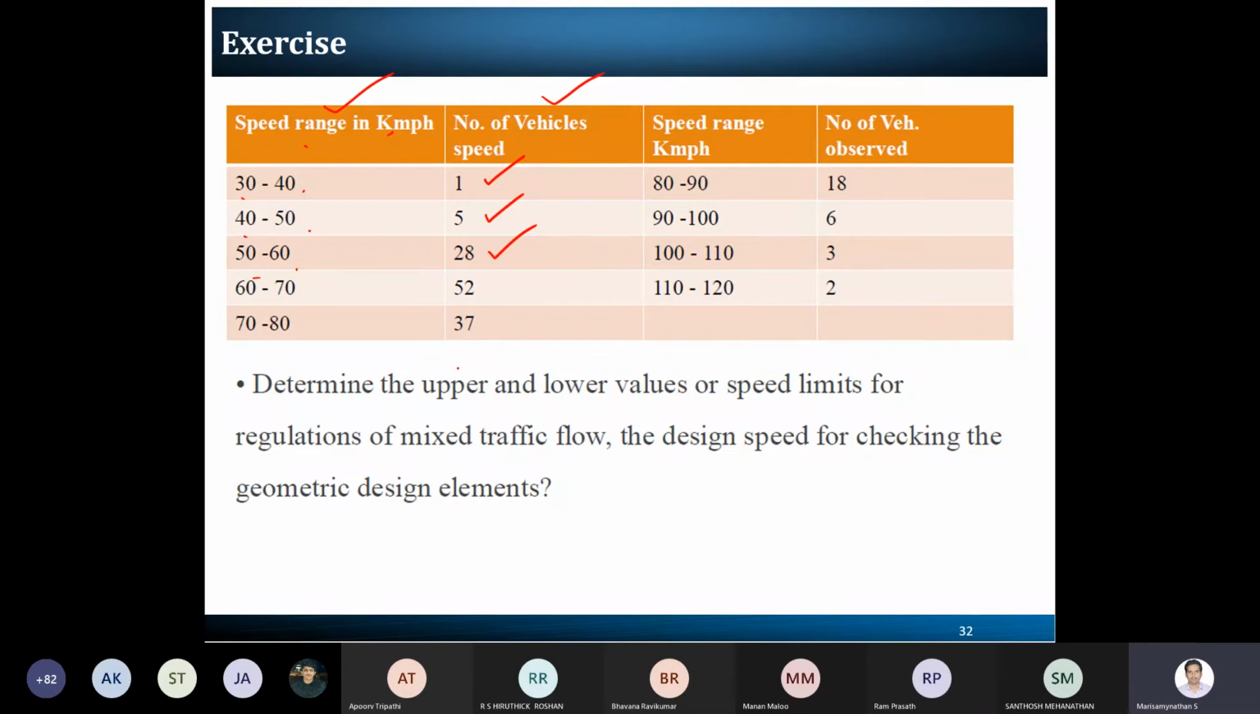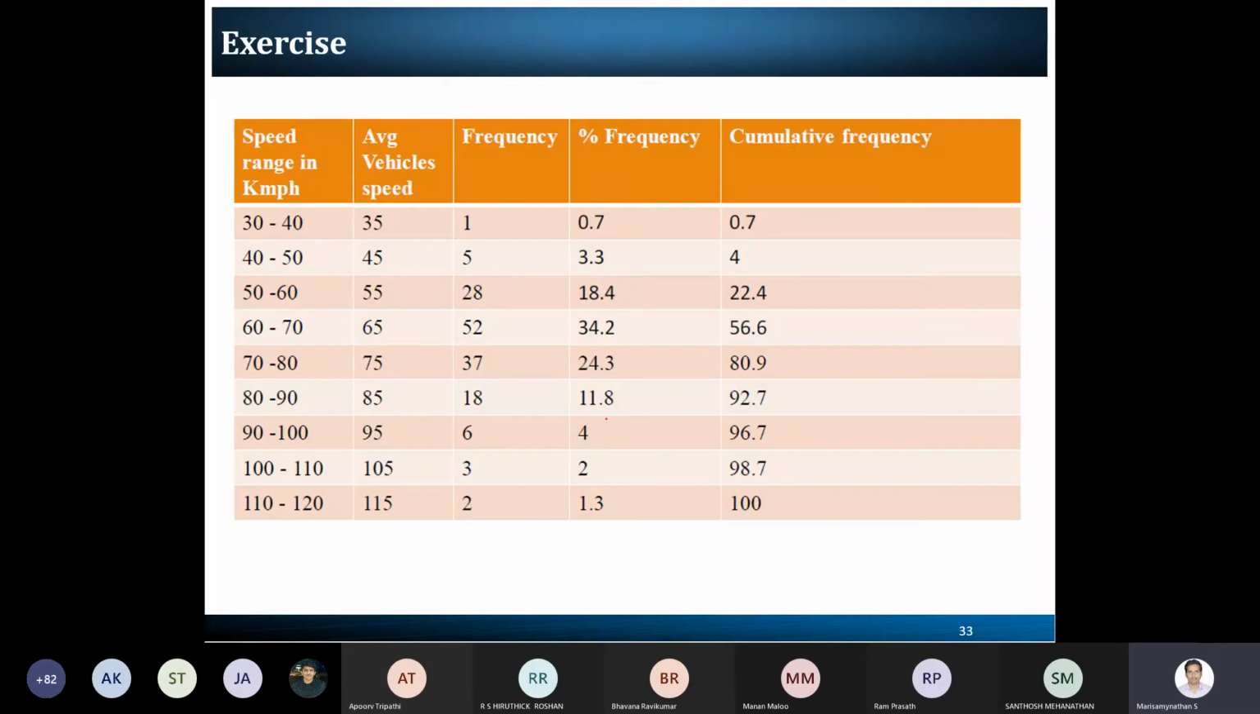Now they are asking to determine the upper and lower values for the given data, and also to check the design speed, which means they are asking for the 98th percentile design speed. The 85th is nothing but the upper speed limit, and the 15th is nothing but the lower limit. So this is what they were asking. Let me explain how to estimate it.